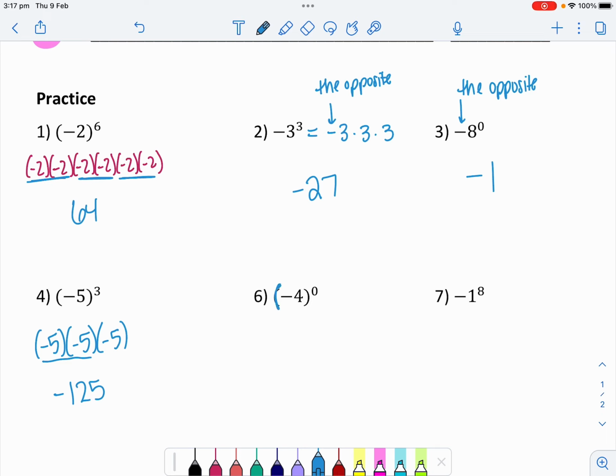This one, the 4 is inside the parentheses, so that negative being inside the parentheses makes a huge difference. Now this is included in what's being taken to the 0 power. This is going to be a positive 1. And then for number 7, it's negative 1, and then we're going to write it out 8 times. 1, 2, 3, 4, 5, 6, 7, 8. Now I put this one on here because this one always trips us up a little bit. 1 times 1 times 1 times 1 times 1, etc. is 1, not 8. So this is going to be negative 1, because again, this negative is read as the opposite.